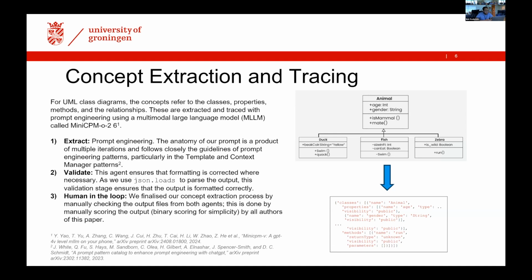And also, we validated in 2 ways: a technical validation and a manual validation. Validation by machine, to ensure that it's structured correctly. And also there was a human in the loop in the process as well. So the authors were manually checking the output files from both the agents, and we did do scoring for both of them. If you look at the right, that is basically a rough idea of how we converted from a UML diagram into a JSON script.